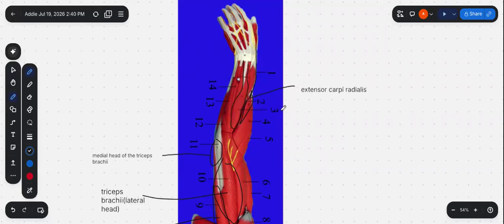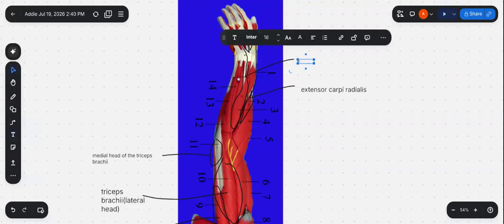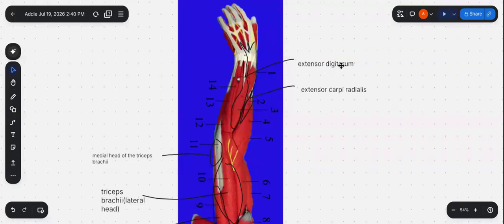It's labeled number 3, and you can see that this white tendon connects and then branches off into all of your different fingers. So that is how you know that it is the extensor digitorum, because it's in charge of most of the extension of the fingers. Another great way to think of it is your digits. So digitorum, digits.